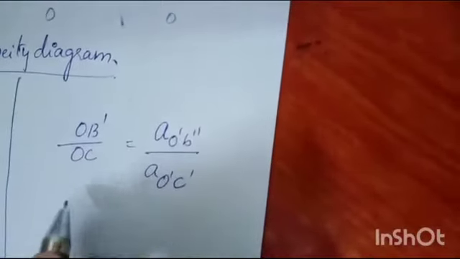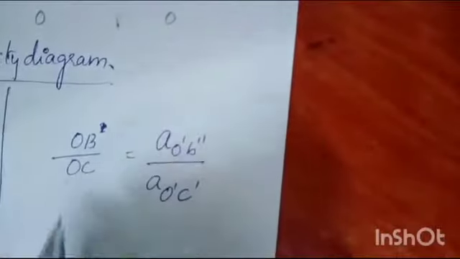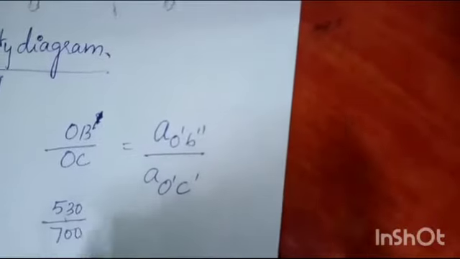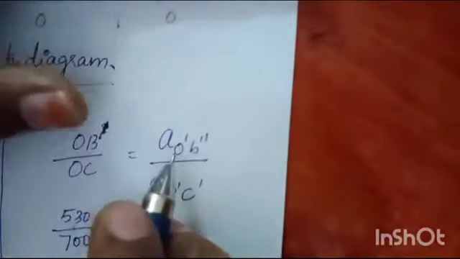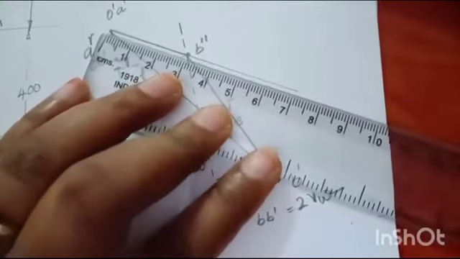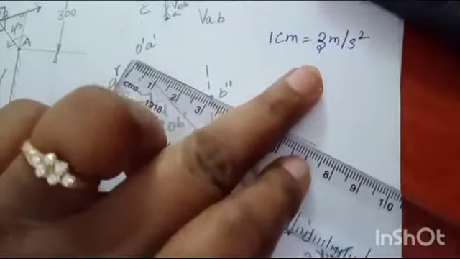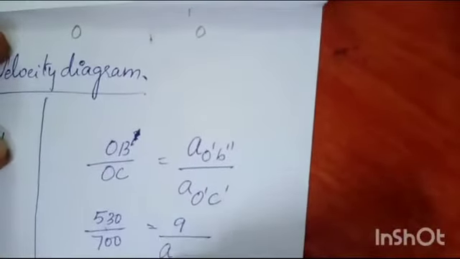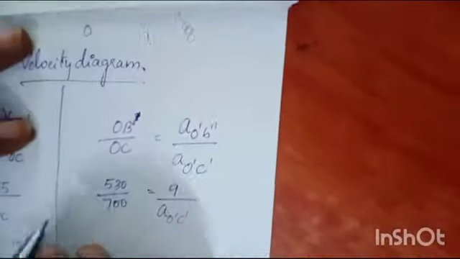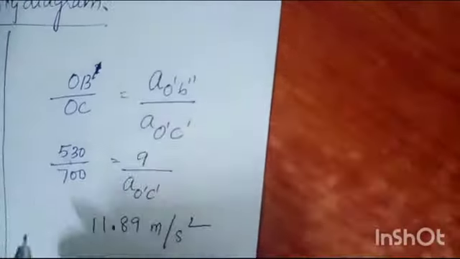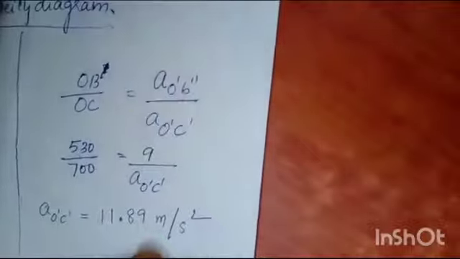So this is your space diagram. OB dash by OC is nothing but 530 by 700, that is equal to a dash. This acceleration you need to measure here. So O dash B double dash is nothing but 3, and 3 means I have already taken the scale as 3. So 3 into 3, 9 meter per second square. Apply in this, and you will get the acceleration of O dash C dash directly from this equation. So a of O dash C dash is nothing but 11.89 meter per second square.